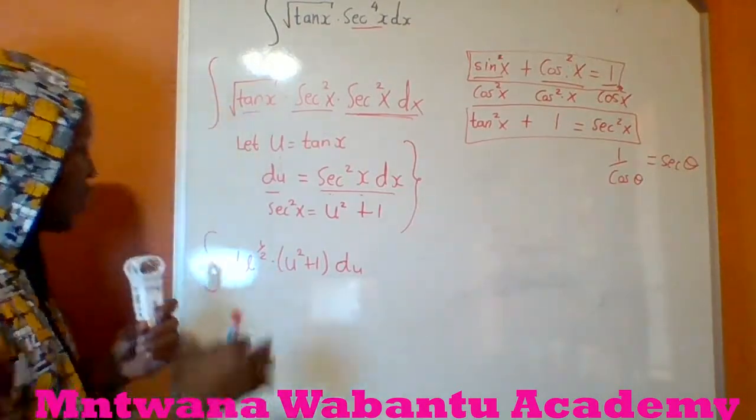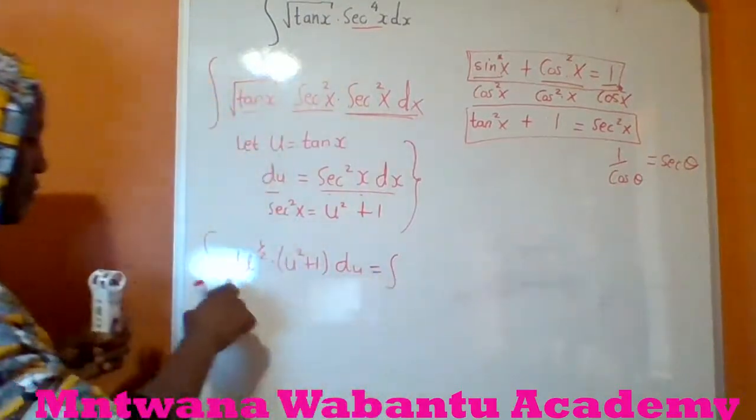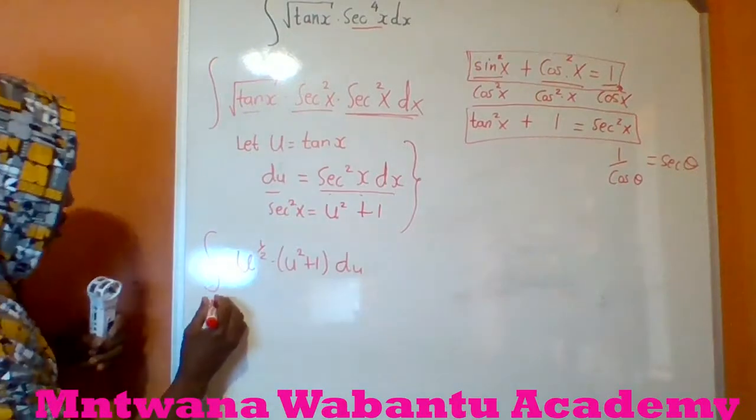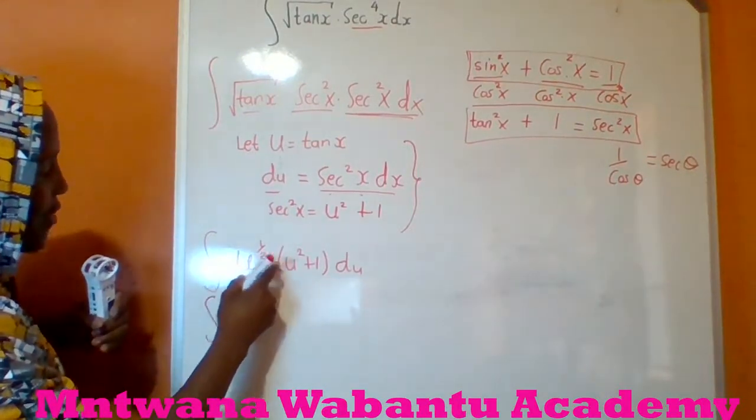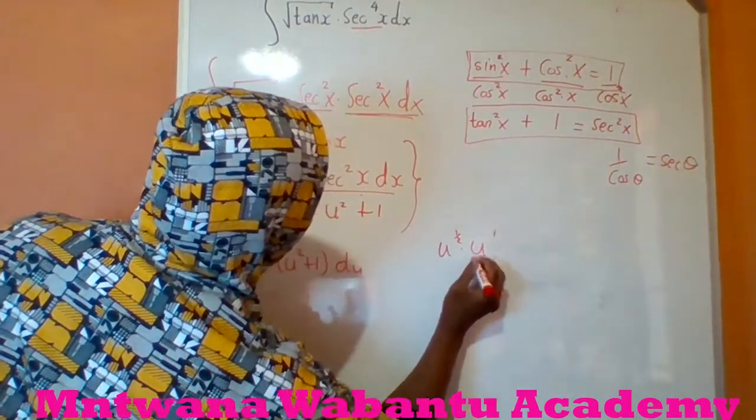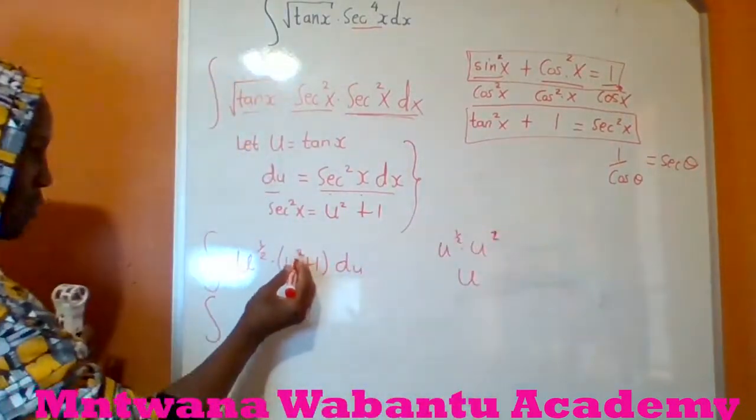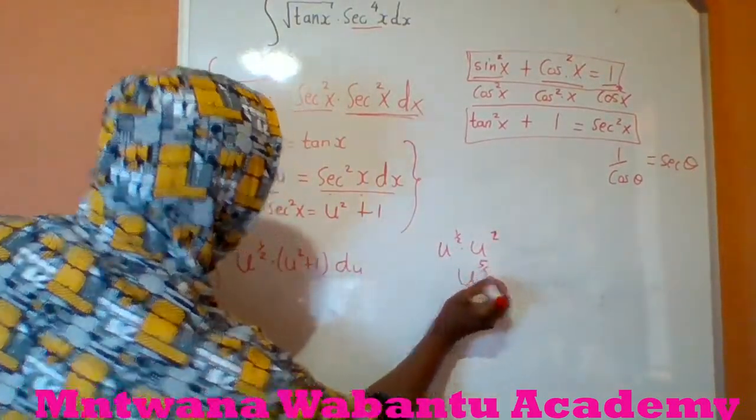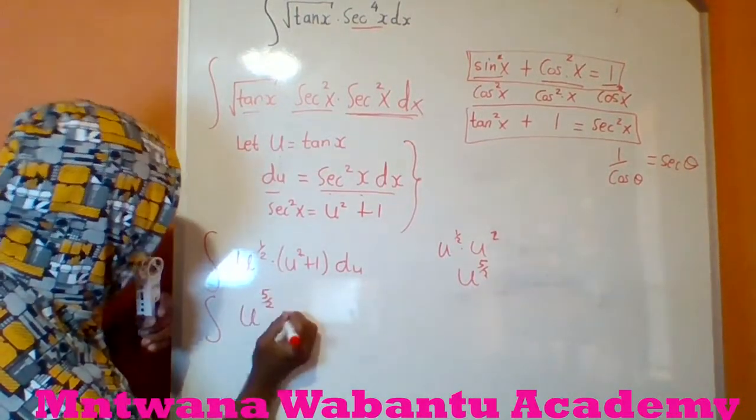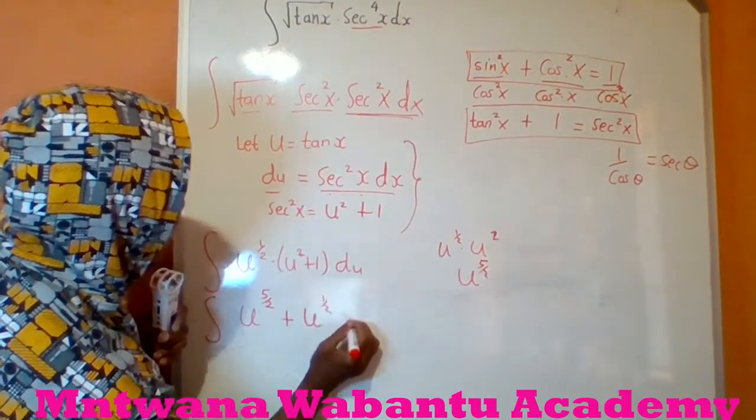So now we're going to multiply this out, so it's going to be the integral of u to the half times u to the power 2. When the bases are the same, you write only one base and add the powers. My apologies, this is 2. So a half plus 2 equals 5 over 2. So this gives us u to the 5 over 2, plus u to the half times 1, which is u to the half, and then du.